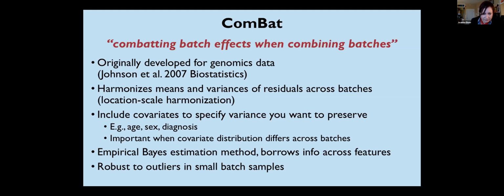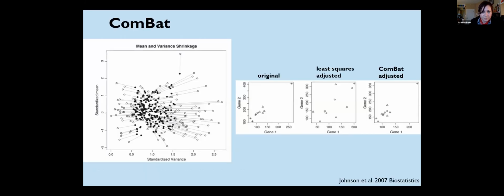And so also, the effect is that this is robust to outliers in small batch samples, which was also an issue for genomics data. So here's an example of how mean and variance are shrunk within a given batch across features. The picture on the left shows the way the harmonized data ends up being shrunk towards the mean, I guess.